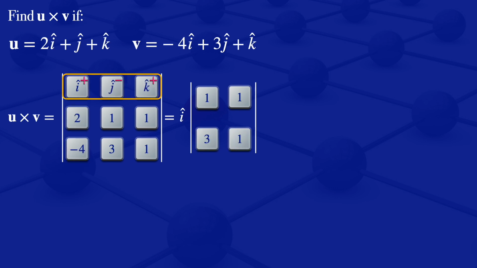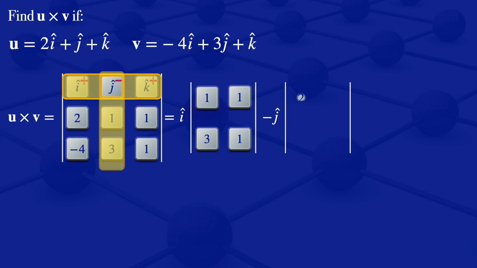I will now go on to the next element in the row. We are now looking at the j. So for the j, cover the row and the column containing the j. The j is sitting on a negative there, so it will be minus j multiplied by the determinant of the uncovered elements. The uncovered elements there are 2, 1, -4, 1. So I can write there my 2, 1, -4, 1.